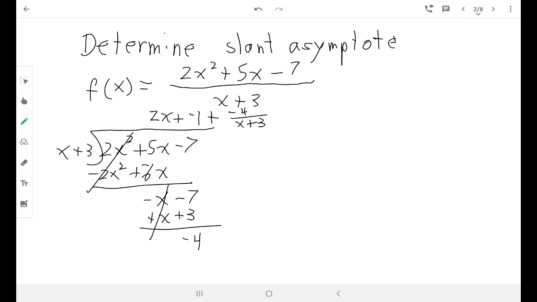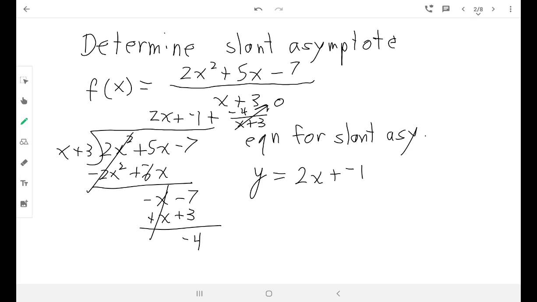And then this you take as x goes to infinity, which means that this part goes to 0. And the equation for the slant asymptote is y equals, and then you just take this essentially without the remainder, 2x plus negative 1. So how would that help you in graphing this? Well, it gives you two asymptotes to deal with.